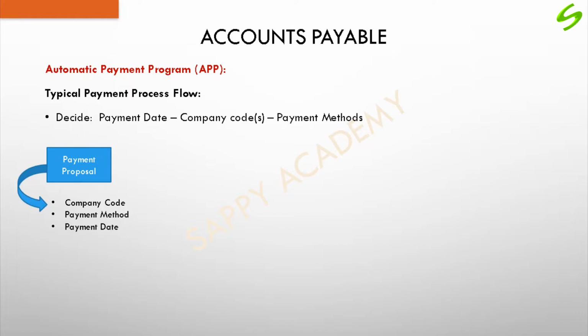Let's look at the payment proposal in APP. When we want to create the proposal, which is the first step in APP, we enter for which company codes we want to do this payment run. First we enter it in the initial screen, which is the parameter screen. The parameters are company code, payment method, payment date, and there are other fields which we will discuss when we move to the practical session.